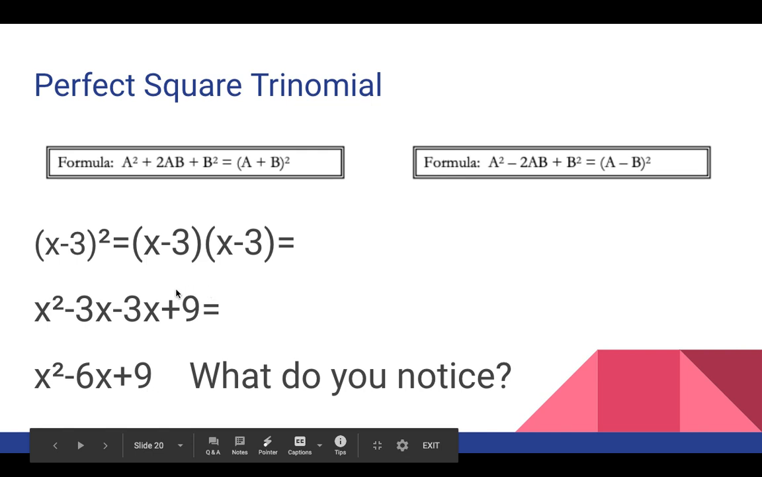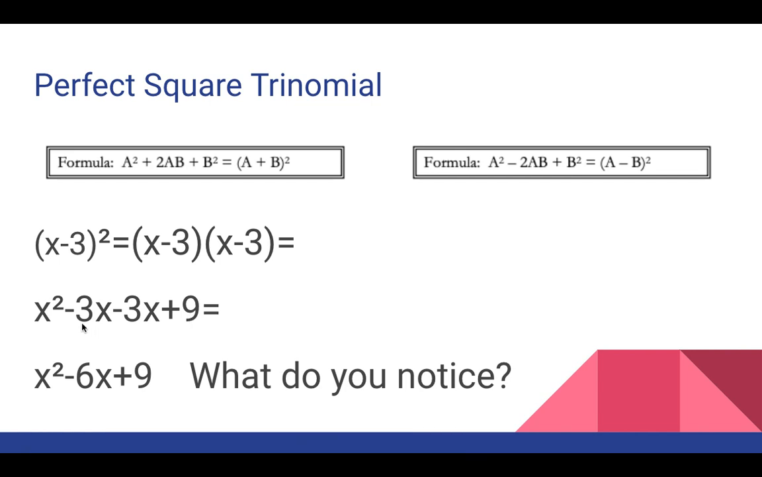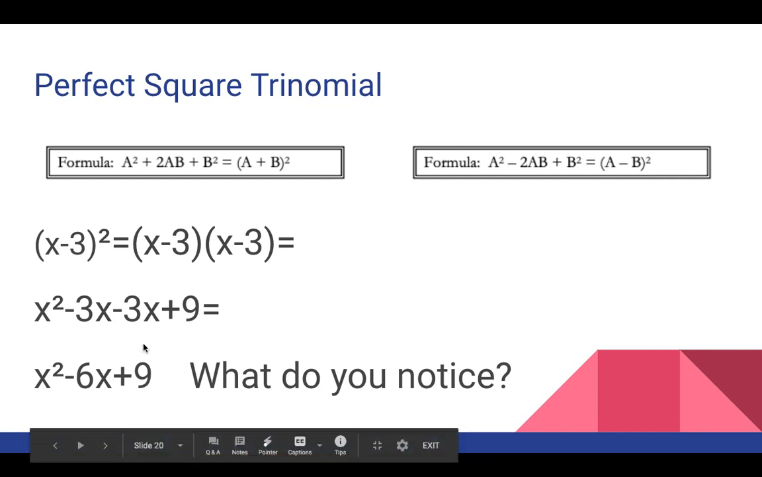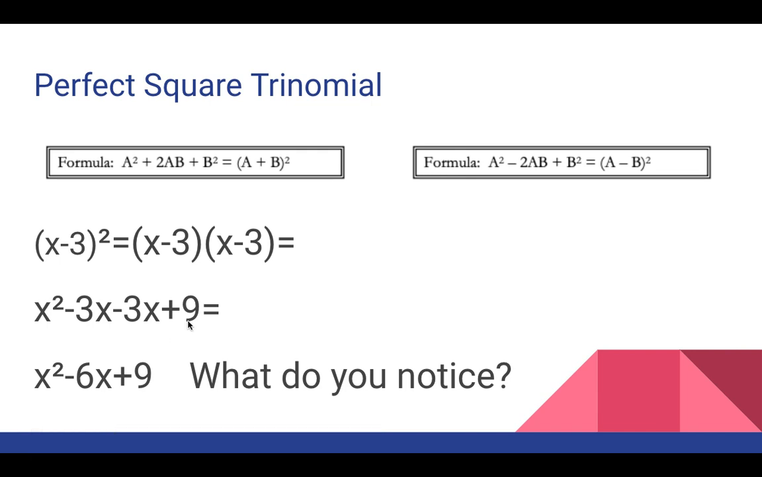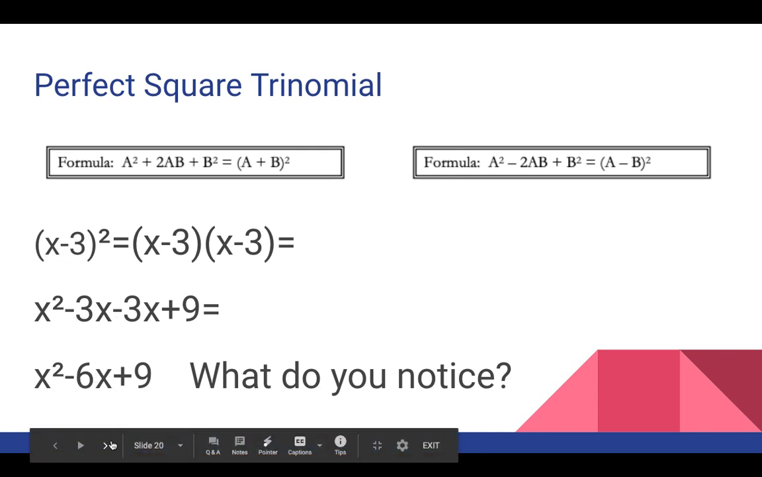What do you notice? You should have noticed that 9 is a perfect square. So the square root of 9 is 3. And negative 3 plus negative 3 is negative 6. So the square root of 9 is 3, but the square root of 9 is also negative 3. So since these are negative numbers, that's why it adds to a negative number.